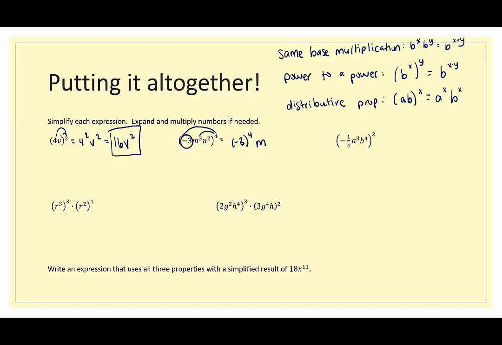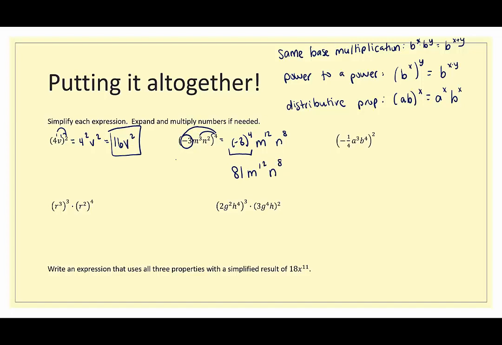When it's power to a power, what do I do with that 3 and that 4? I multiply it. We get m to the 12th. And then here we have n squared to the 4th. That would be n to the 8th. We do want to clean this up. -3 quantity to the 4th is 81. And then we would have m to the 12th, n to the 8th.